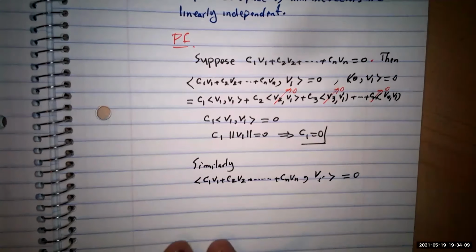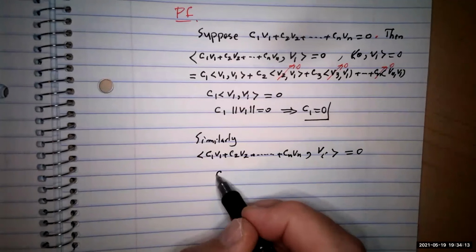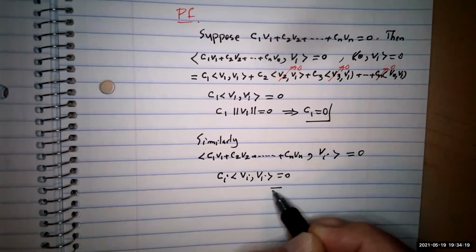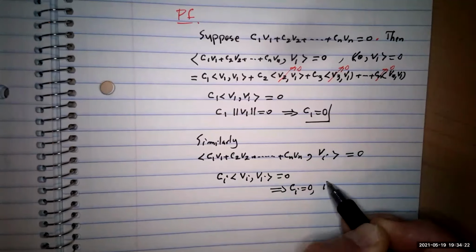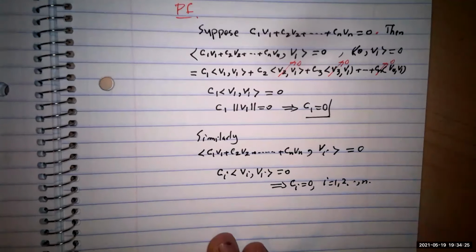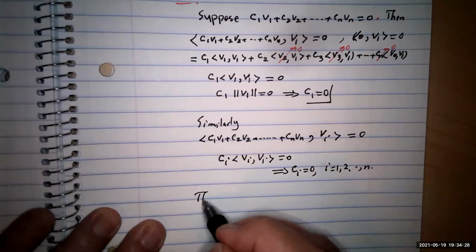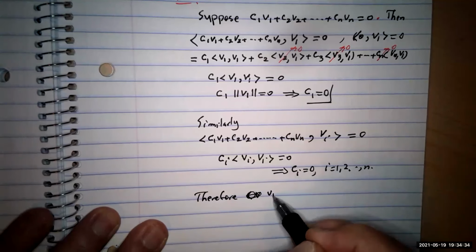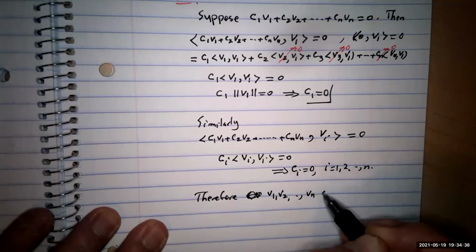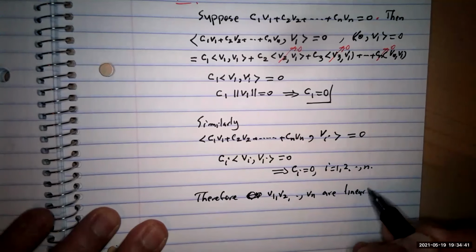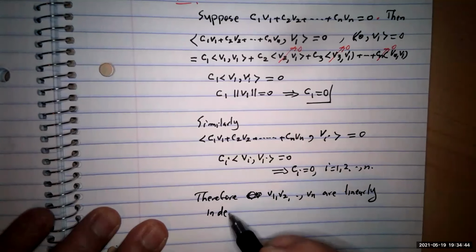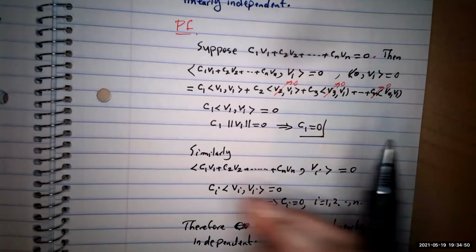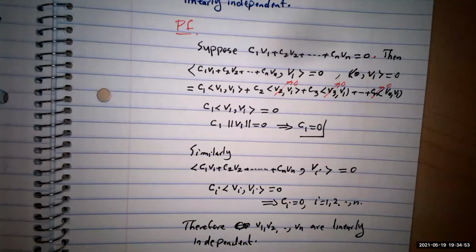You see, this would be equal to zero. And if you expand this one over here, the only non-zero one is going to be ci⟨vi, vi⟩ equal to zero. So that gives you ci equal to zero for i equal to 1, 2, 3 up to n. Okay, so this means that those vectors v1, v2 up to vn are going to be linearly independent. Quite a nice result. And this trick is very popular: you multiply to reduce those numbers.